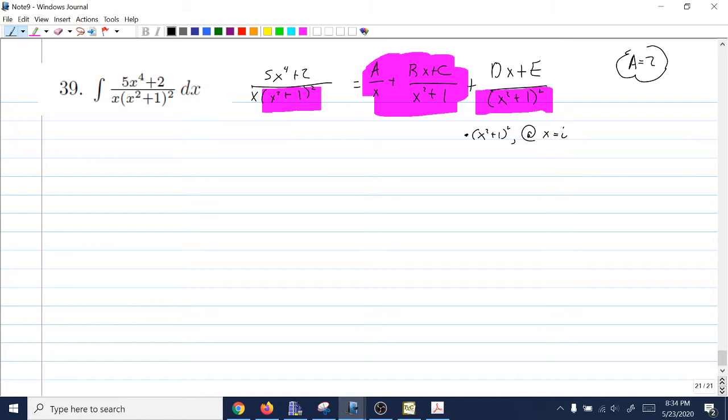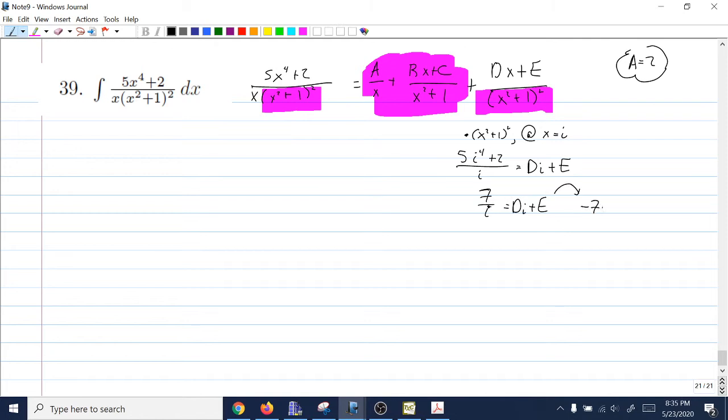If I multiply both sides by (x squared plus 1) squared and plug in x equals i, I'm plugging i into the left-hand side. I'm getting (5i to the 4th plus 2) over i needs to equal di plus e. What's i to the 4th? Think about it for a second. i squared is negative 1. Square that again, you get 1. i to the 4th is 1. So this is 7 over i. Needs to equal di plus e.